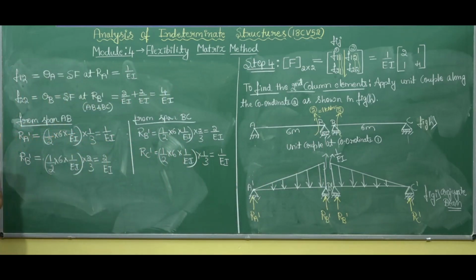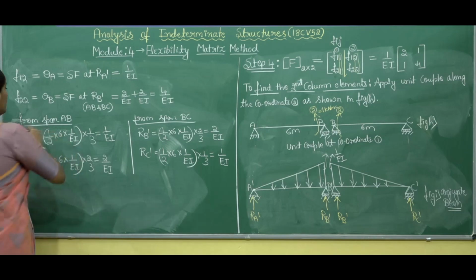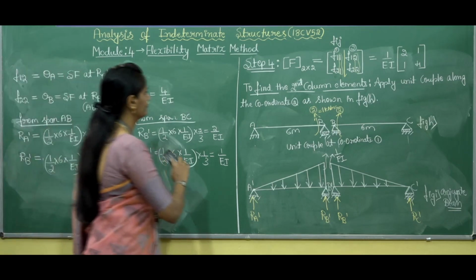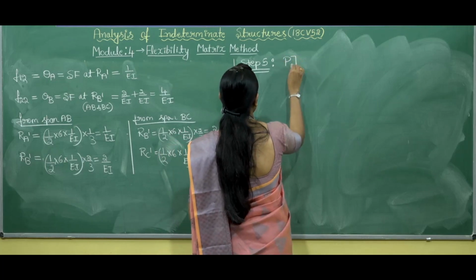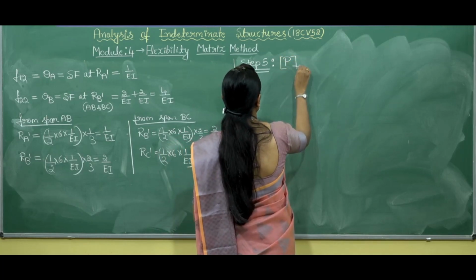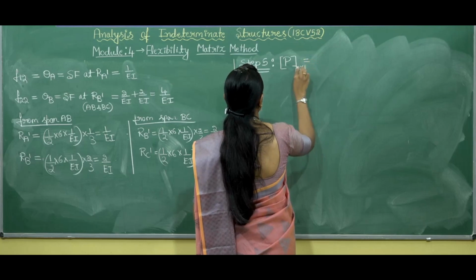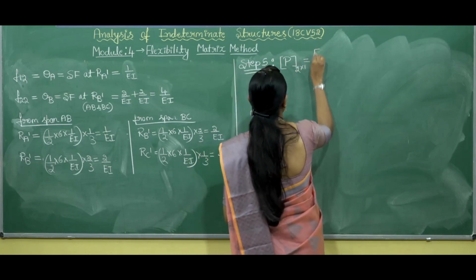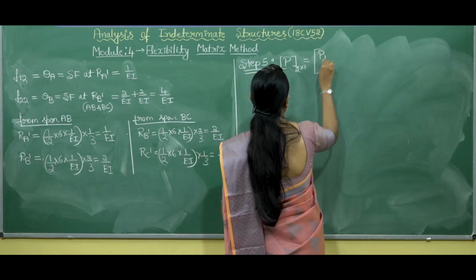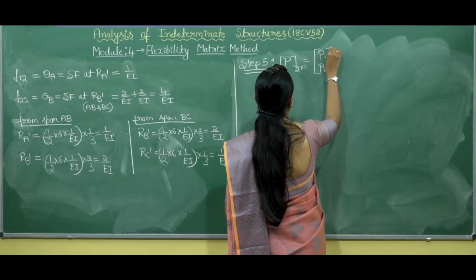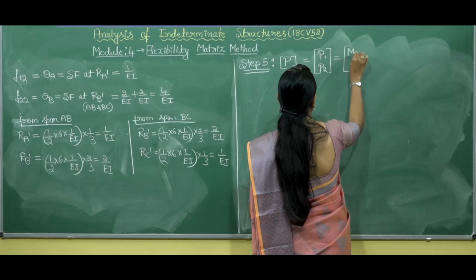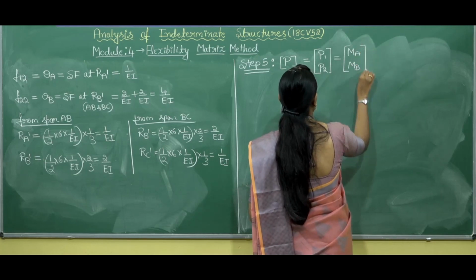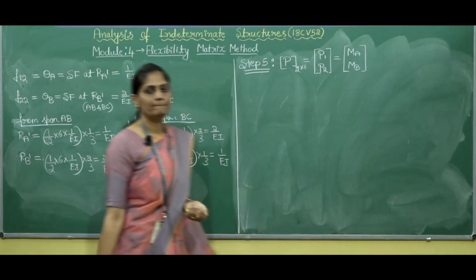Next we have step number 5. Step number 5 is to find the P matrix, again in the order of 2 cross 1. We have P1 and P2. P1 is nothing but the force at coordinate number 1, that is MA, and P2 is the force at coordinate number 2, that is MB.